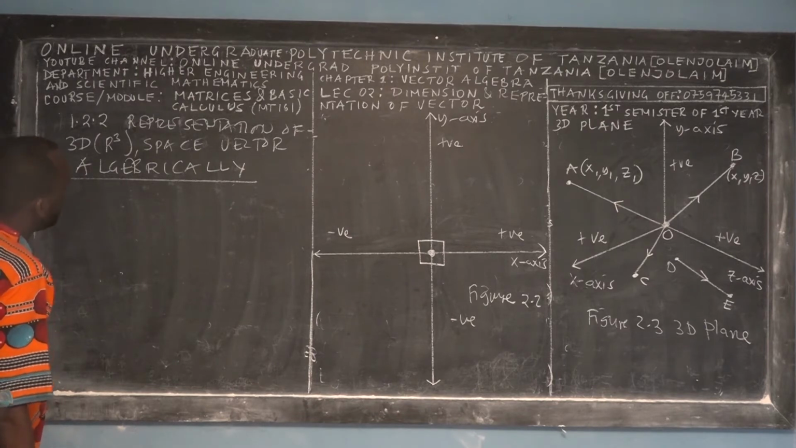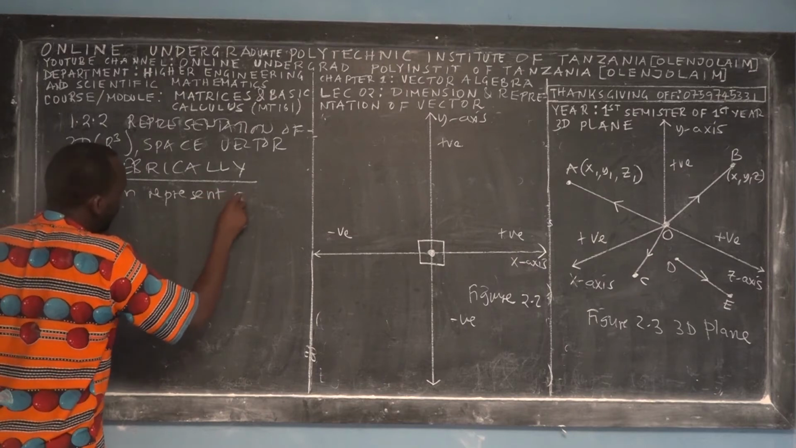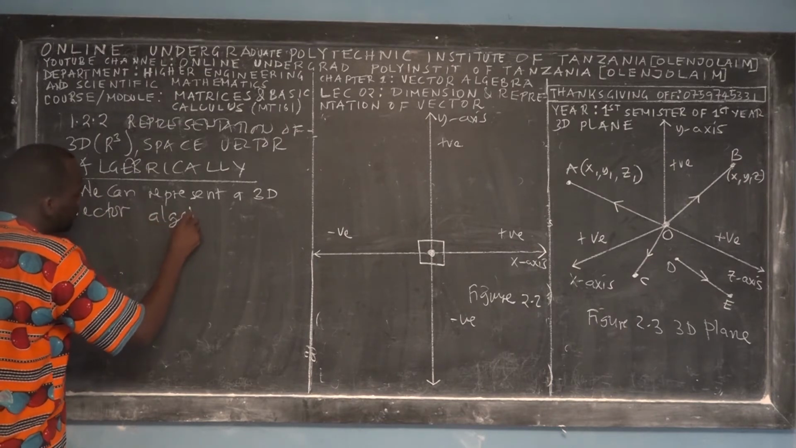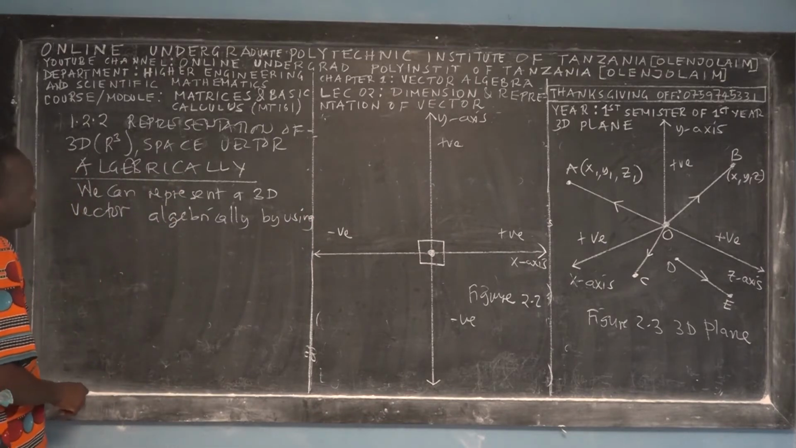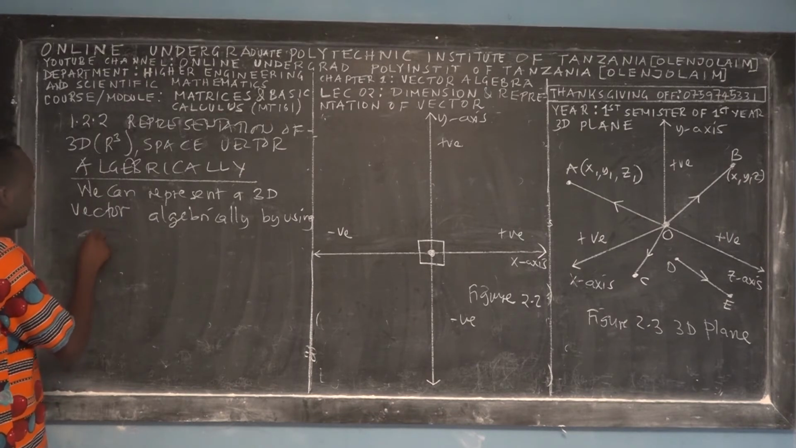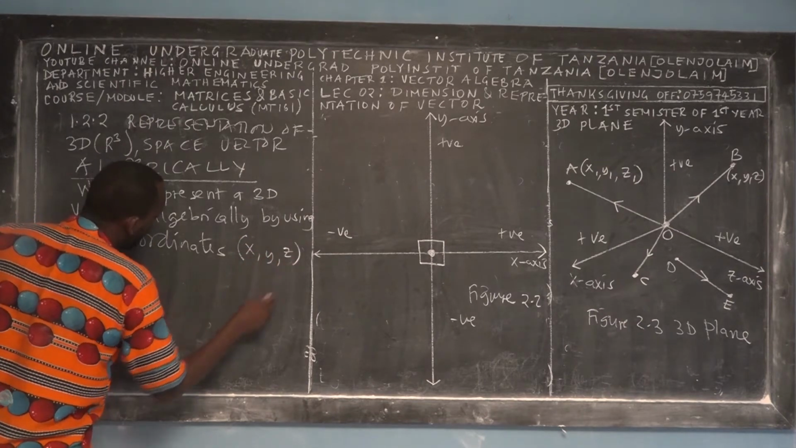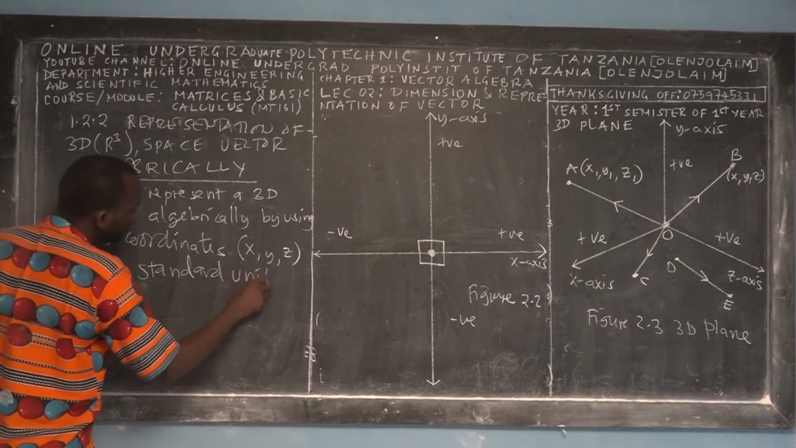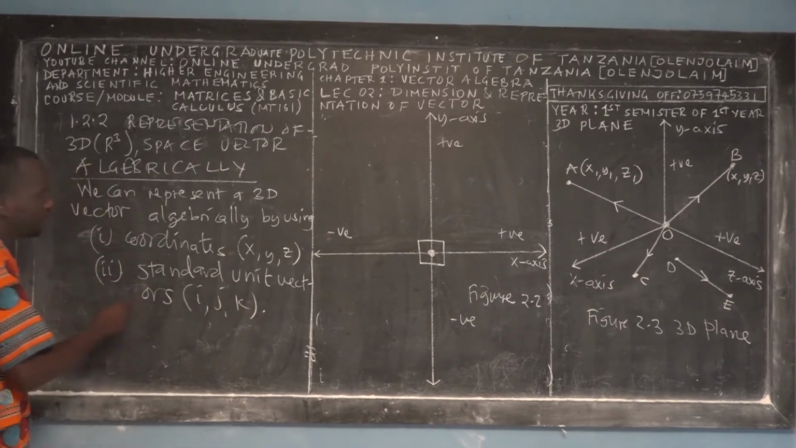So you can represent a three-dimensional vector algebraically by using coordinates. Coordinates mean the x coordinate, y coordinate, and z coordinate. And also we can use standard unit vectors. These are i, j, and k. So you have those two ways.